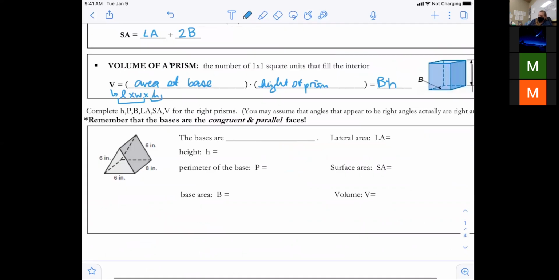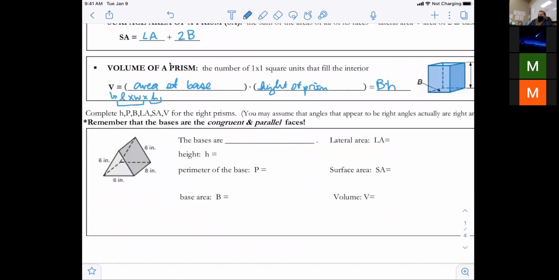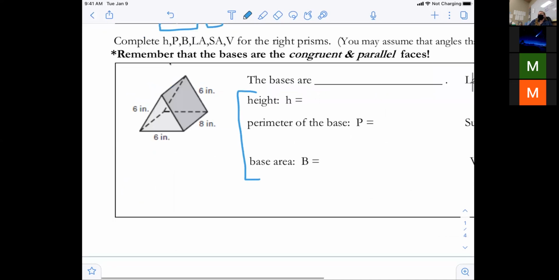So first thing we're going to do before we do anything else is find height, big P, and big B. Once we find those, then we're just going to multiply or add those together to do LA, SA, and V. Okay, what shape are the bases in this new example? What are my bases here? Triangles.